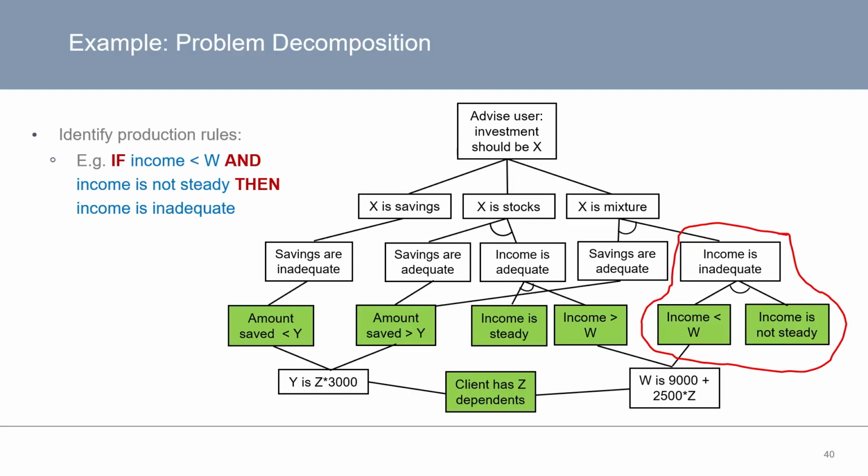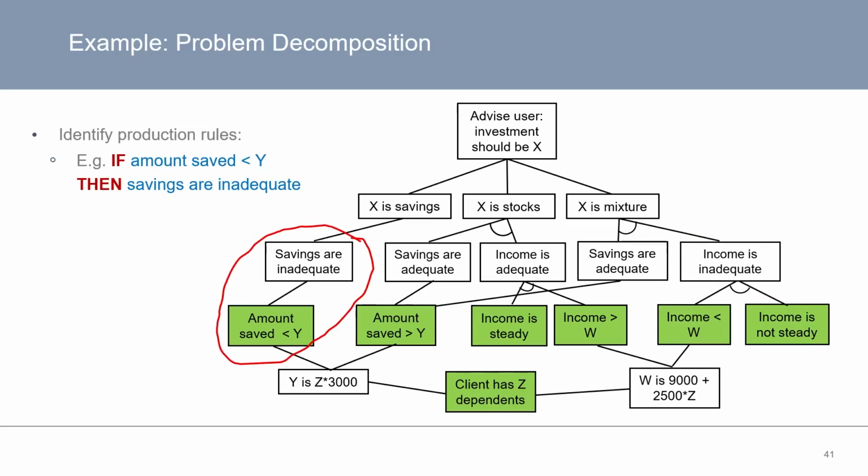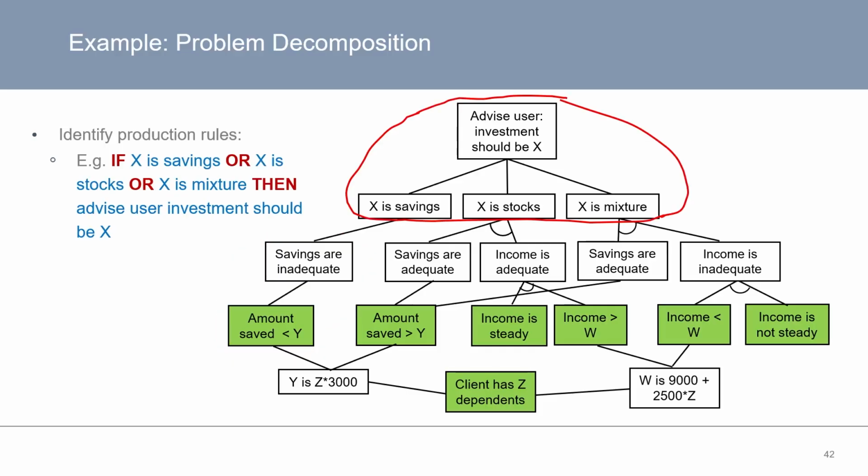Here's another example where we can derive the rule, if income is less than W and income is not steady, then income is inadequate. Or here, if amount saved is less than Y, then savings are inadequate. And for our major goal, if X is savings, or X is stocks, or X is mixture, then advise user investment should be X. This means that the corresponding advice will be given whenever any of these options are satisfied in the rest of the tree.